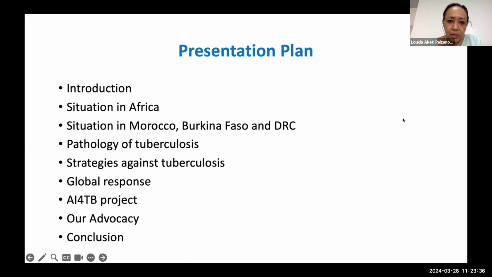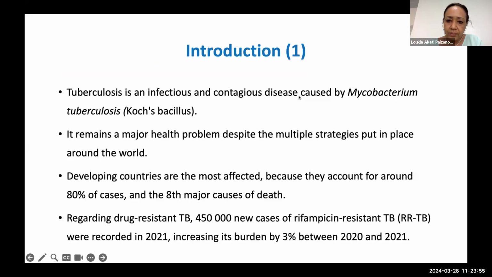So this is the presentation plan. We will talk about the situation of tuberculosis in Africa, the pathology of tuberculosis, some strategies, the global response, and something about our projects. And we will finish with the conclusion. Okay, so as we know, tuberculosis is an infectious and contagious disease caused by a mycobacterium, the Mycobacterium tuberculosis, called Koch's bacillus.